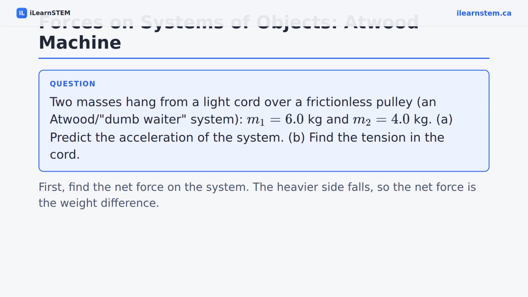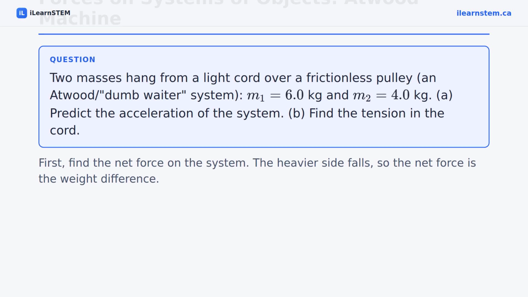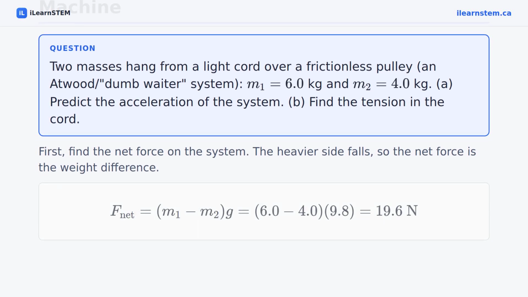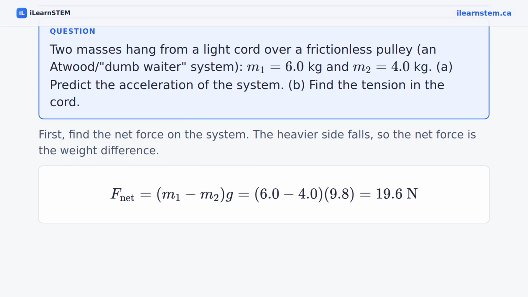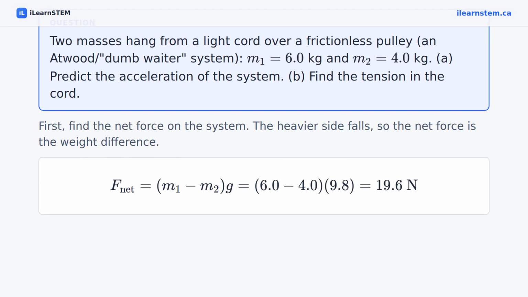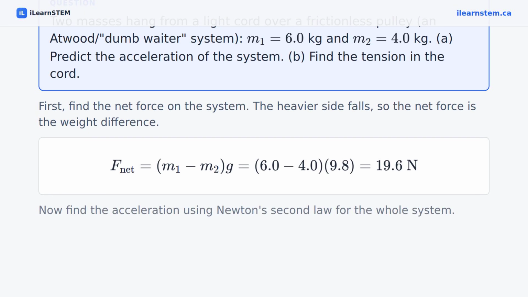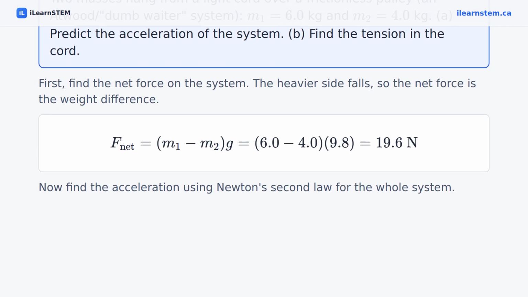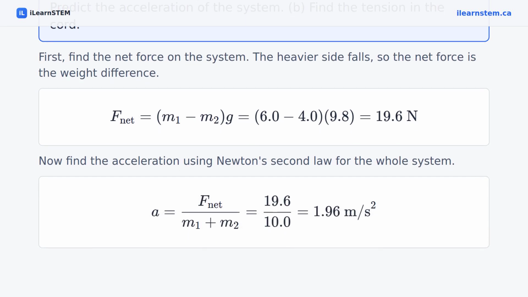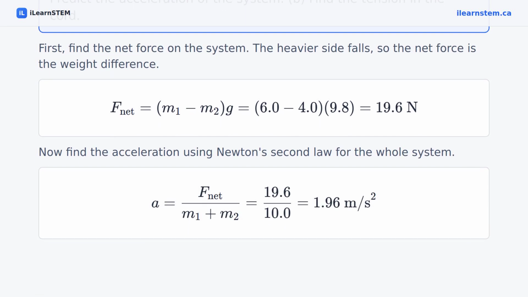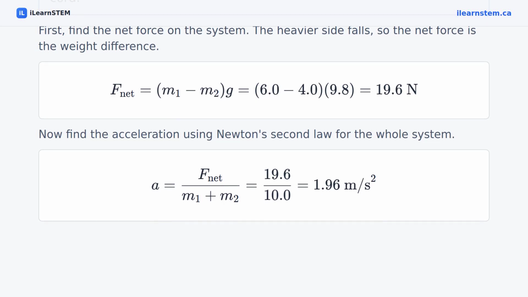First, find the net force on the system. The heavier side falls, so the net force is the difference in weights. F net equals (m1 minus m2) times g, which is (6.0 minus 4.0) times 9.8, giving 19.6 newtons. Now find the acceleration using Newton's second law for the whole system. Acceleration equals F net divided by total mass, 19.6 divided by 10.0, which is 1.96 meters per second squared.